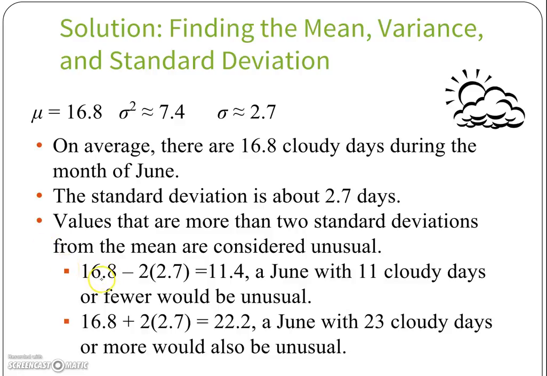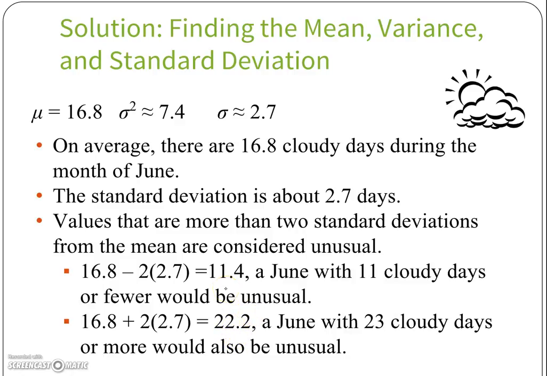So if the mean was 16.8, we're going to subtract 2 standard deviations, and we get 11.7. Which means a June with 11.7 cloudy days or fewer would be unusual. And then 2 standard deviations above the mean, 16.8 plus 2 standard deviations, would be 22.2. So a June with 23 cloudy days or more would also be unusual.